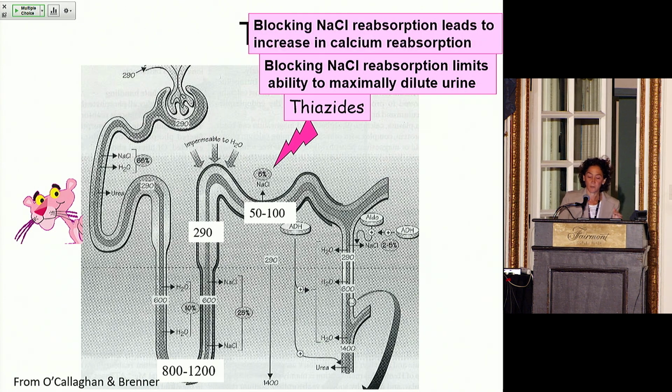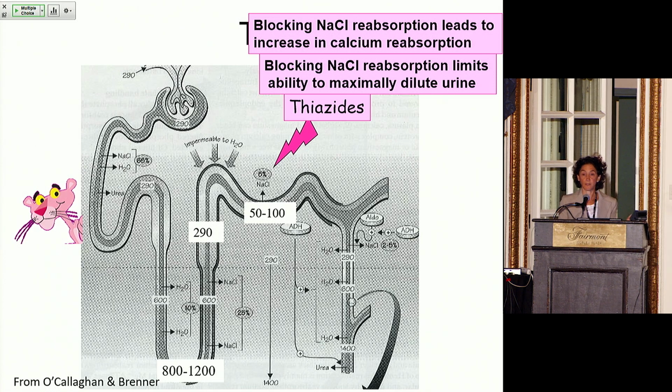Blocking sodium chloride reabsorption there also leads to an increase in calcium reabsorption, another favorite board question. We have learned that this is because when you block the sodium chloride cotransporter on the distal convoluted tubule, that would favor the electrochemical activity of a calcium transporter in the distal convoluted tubule. That might be true, but it turns out that when you block this transporter, you get mild volume depletion, and then you get an increase in calcium reabsorption proximally.